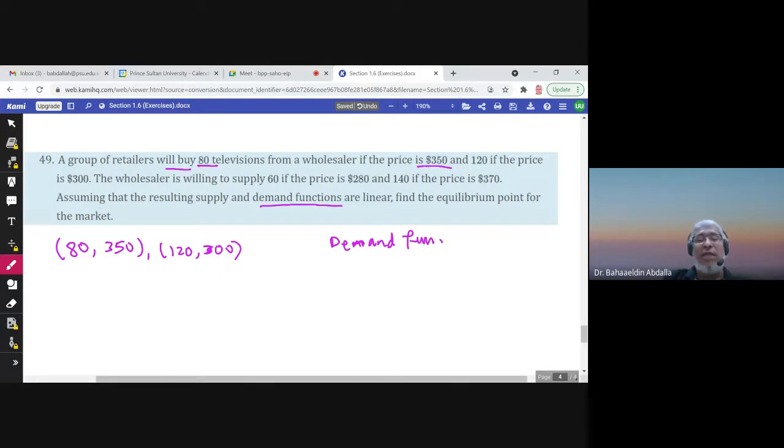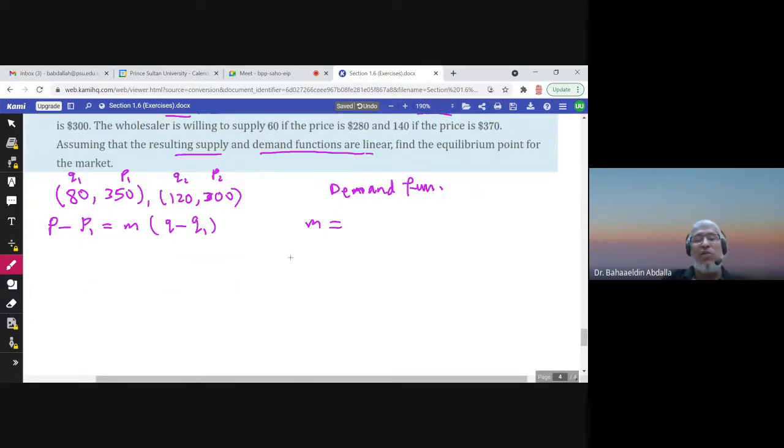The demand function and the supply function are linear. Okay. So we have this information. This would be Q1, and this is price one, and this is quantity two, and this is price two. And the equation is P minus P1 equals M times Q minus Q1. Let us find the slope. The slope is delta P, which is 300 minus 350 over 120 minus 80. It is negative 50 over 40, and that's negative 1.25. Remember that this is the demand function. The slope of the demand function is always negative, because when the price increases, the demand decreases.